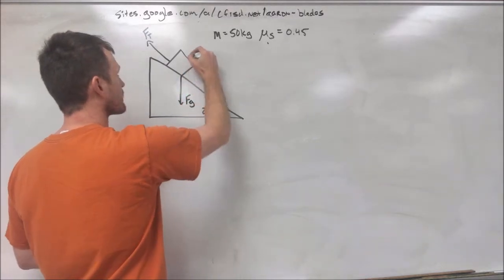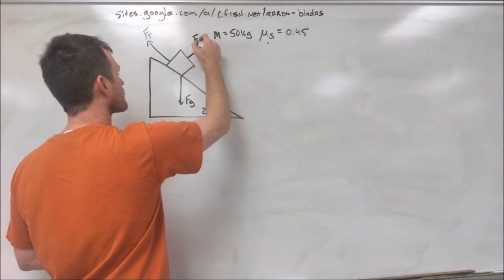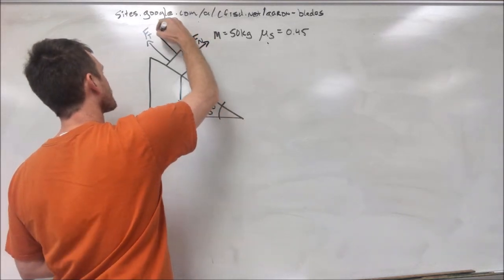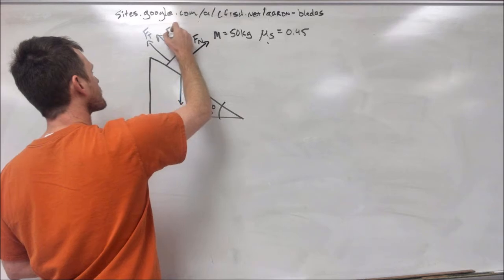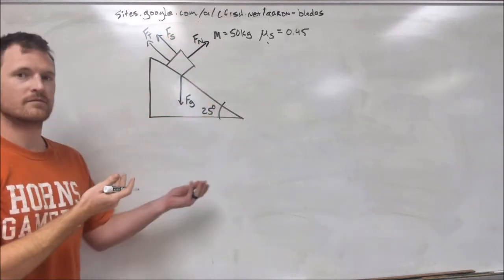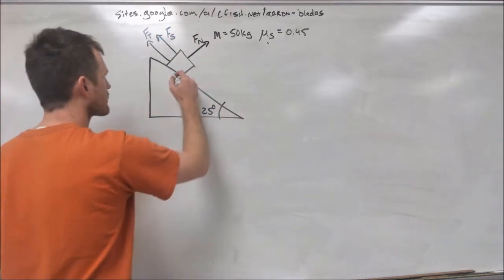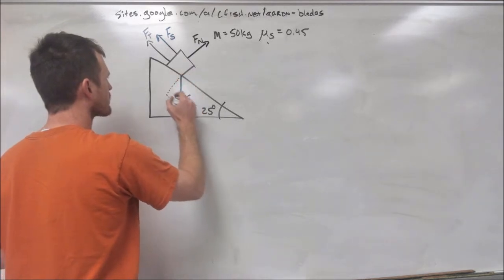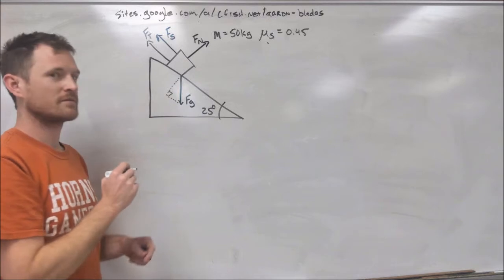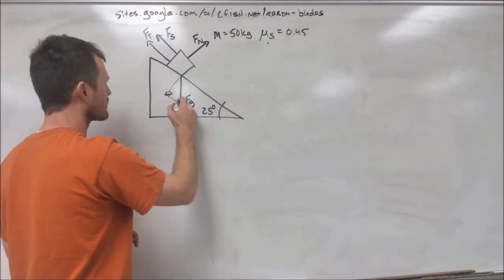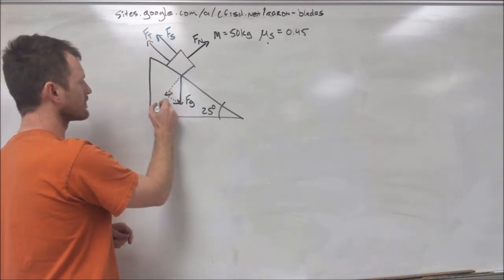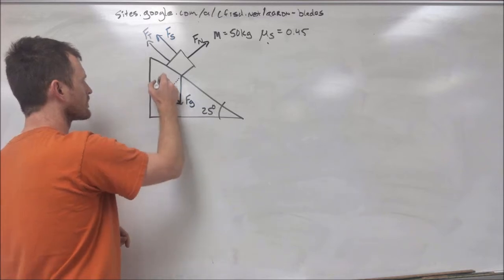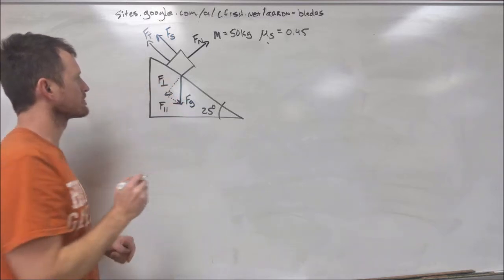There I've just drawn in my force of gravity, our force normal is perpendicular to the surface of the ramp, and our force of friction. It's Fs this time because it's a static friction. Now, the easiest thing to do to start with is to draw our fake triangle. This will give us our forces parallel to the surface of the ramp and our forces perpendicular to the ramp.